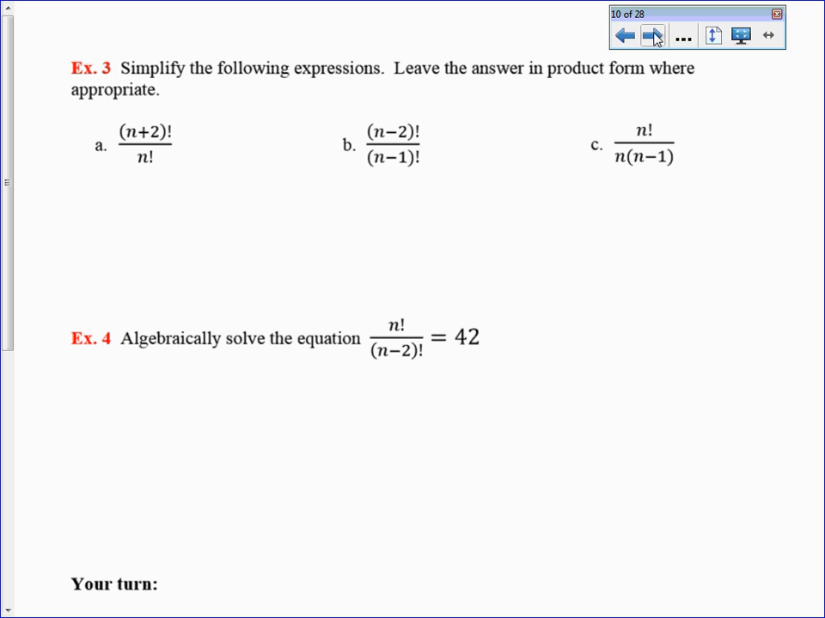Sorry, we'll do some algebra in a second. We're going to look at quotients here. We want to simplify the following expressions. We want to leave the answer in product form where appropriate. So you expand the one that's bigger.